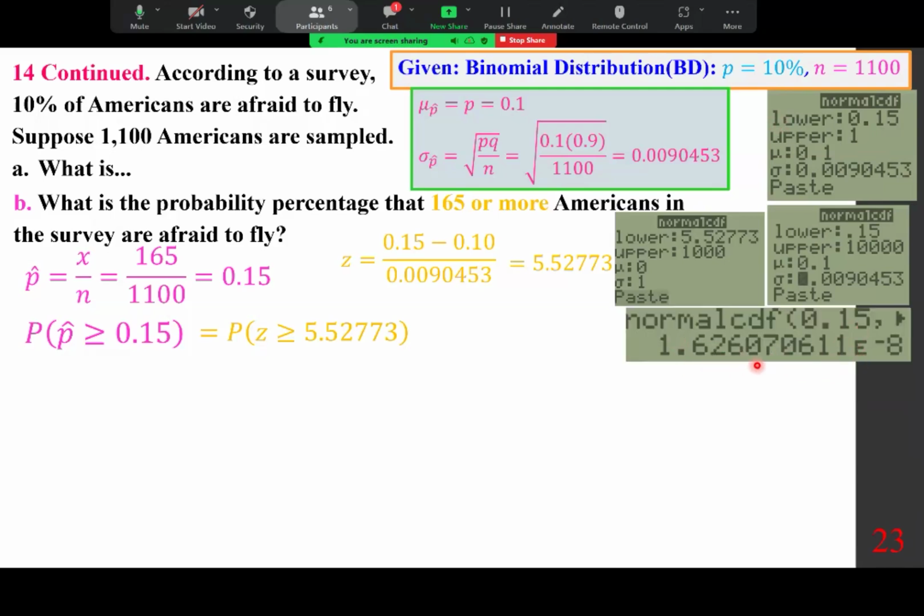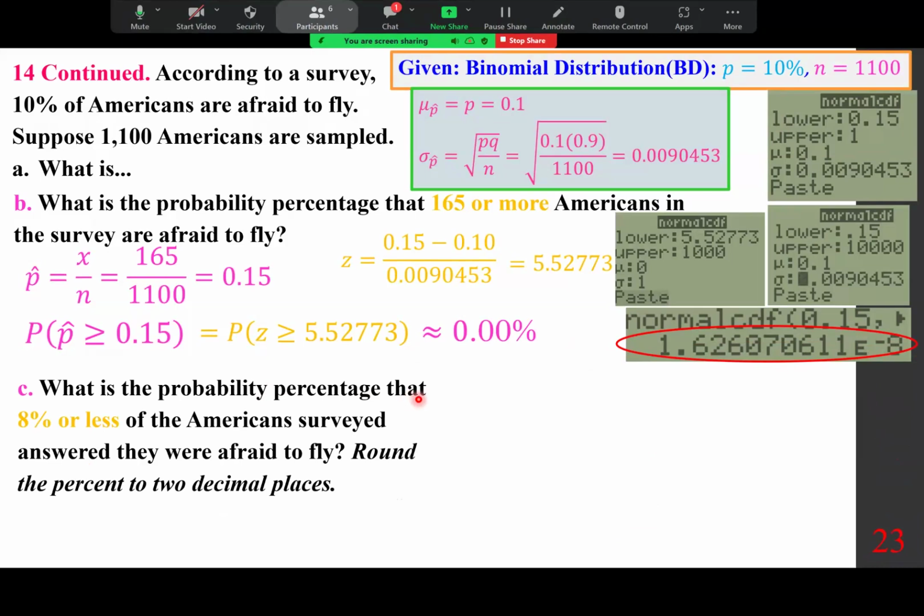This is 1.626 and it continues times 10 to the power of minus 8. This is a scientific notation. That means go to this side and count 8 decimals. This is 1 and add all those zeros. I hope you recognize this is almost 0.